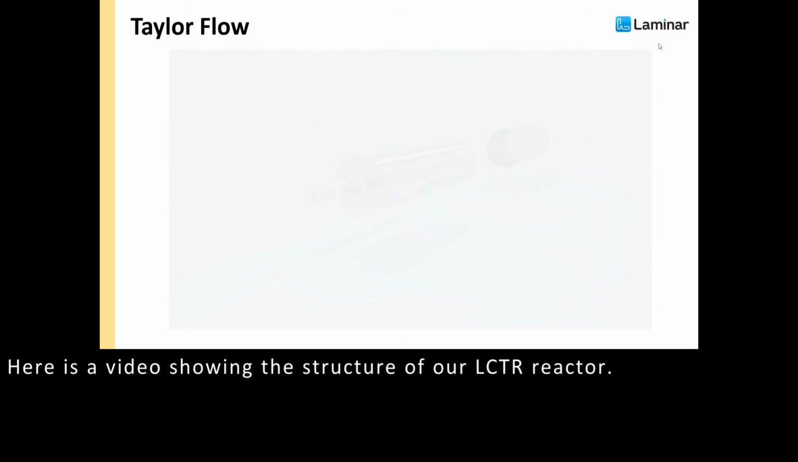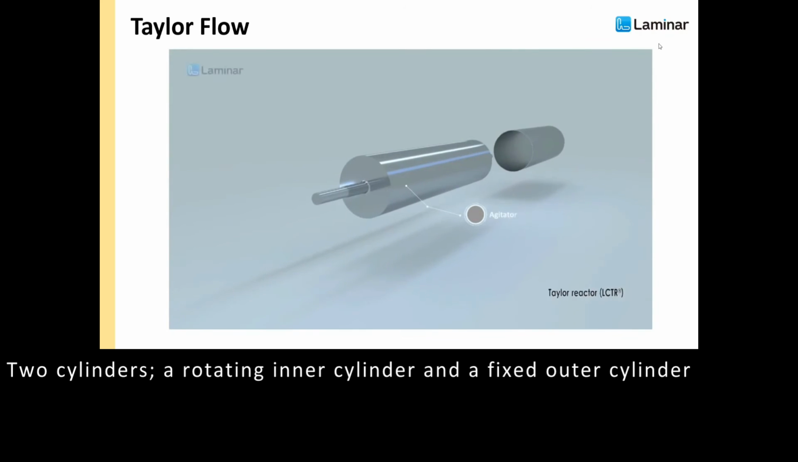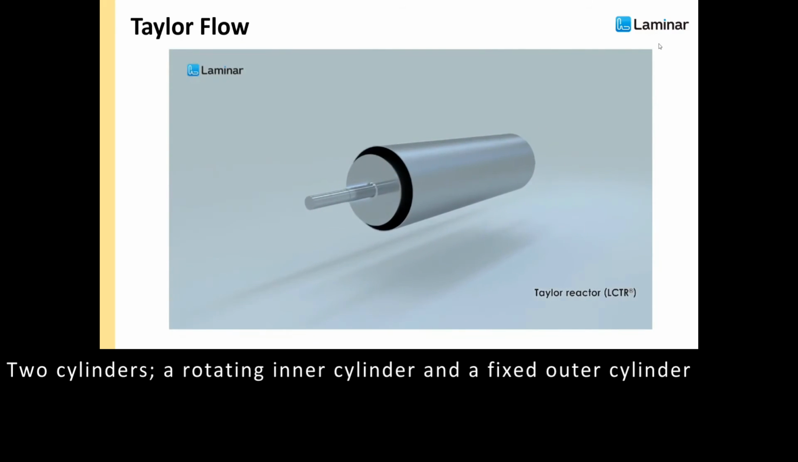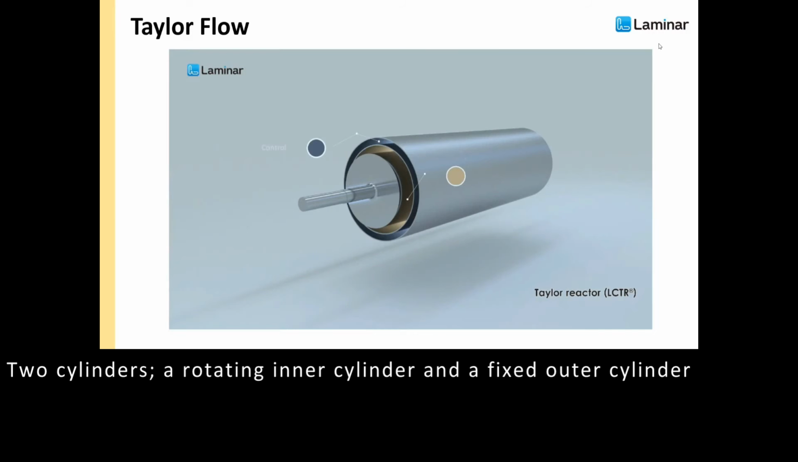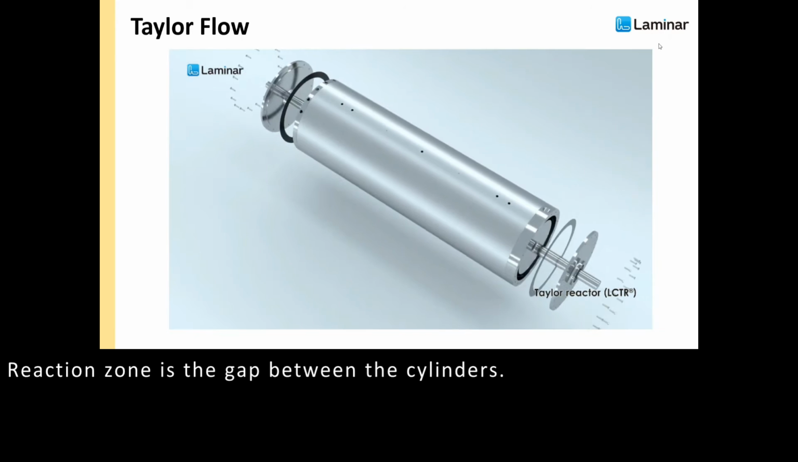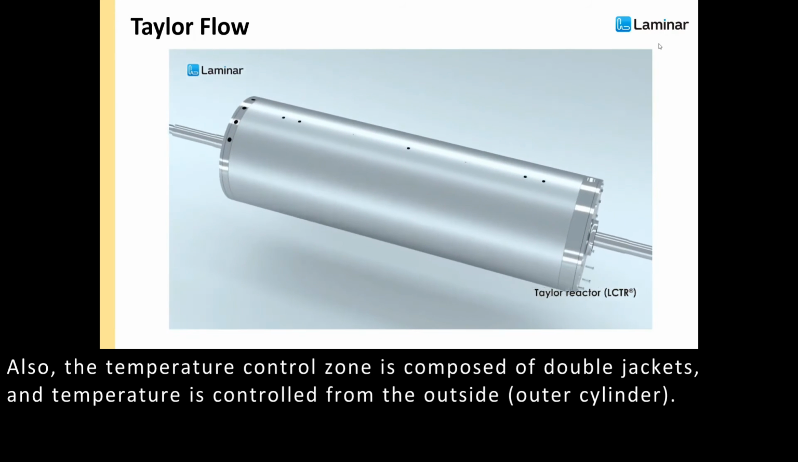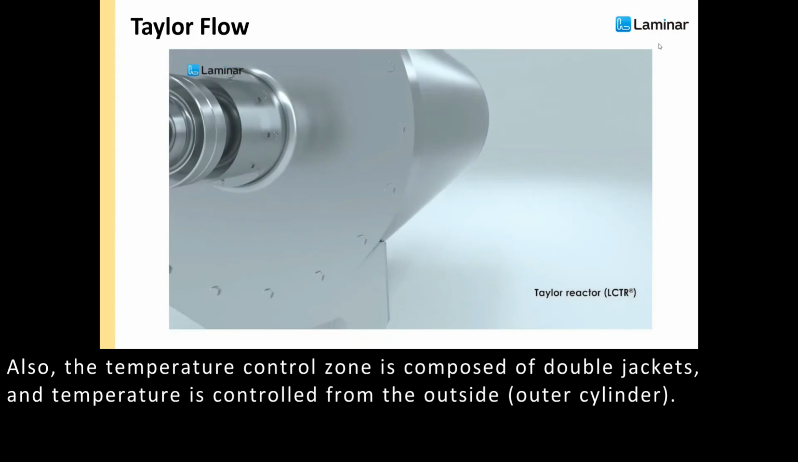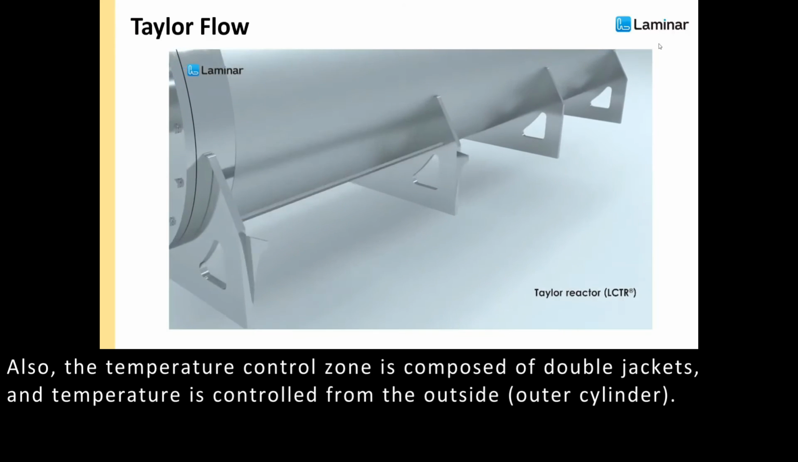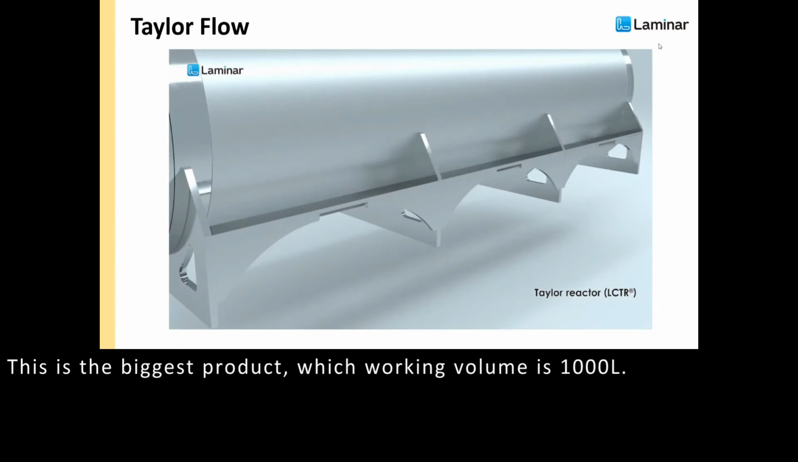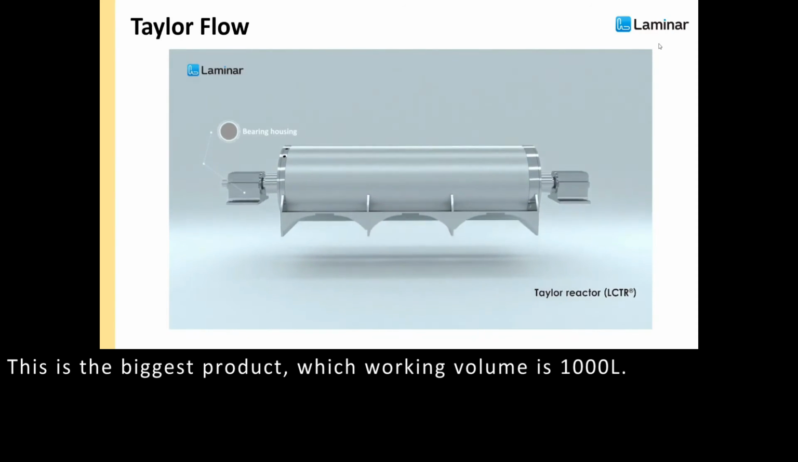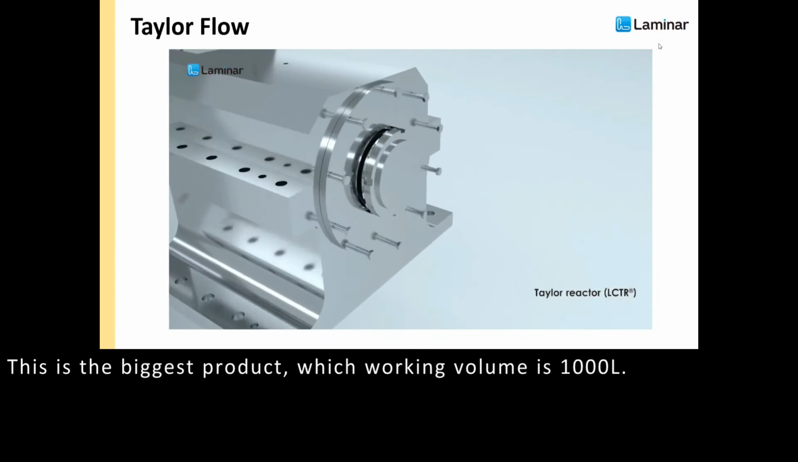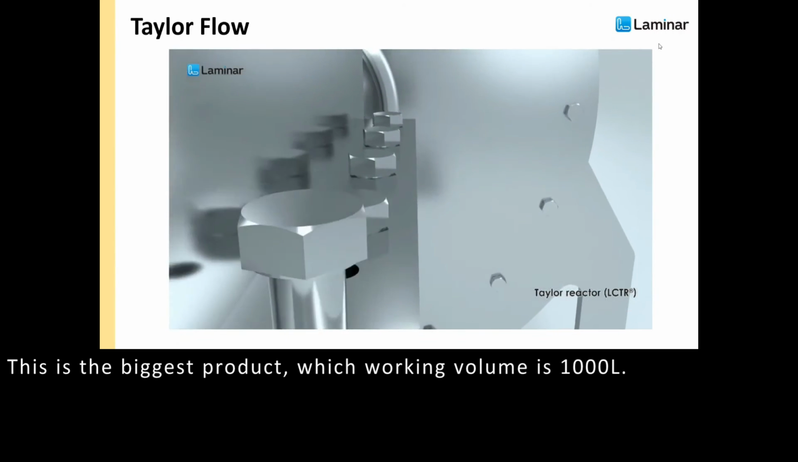Here is a video showing the structure of our LCTR reactor. Two cylinders, a rotating inner cylinder and fixed outer cylinder. Reaction zone is the gap between cylinders, and also the temperature control zone is composed of double jackets and temperature is controlled from the outside. Actually, this is the biggest product, which working volume is 1,000 liters.